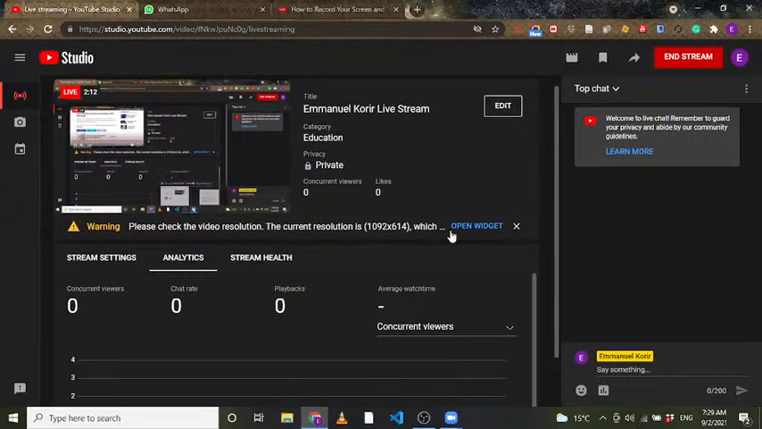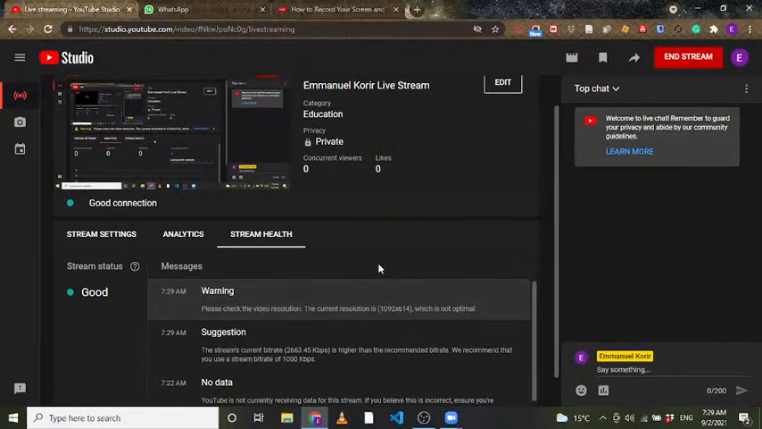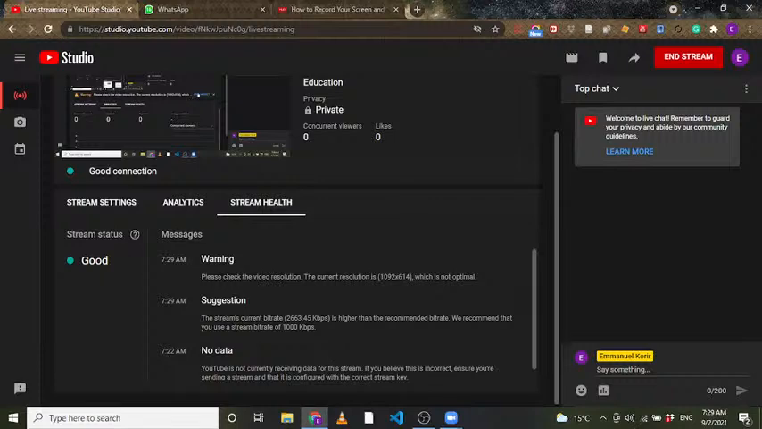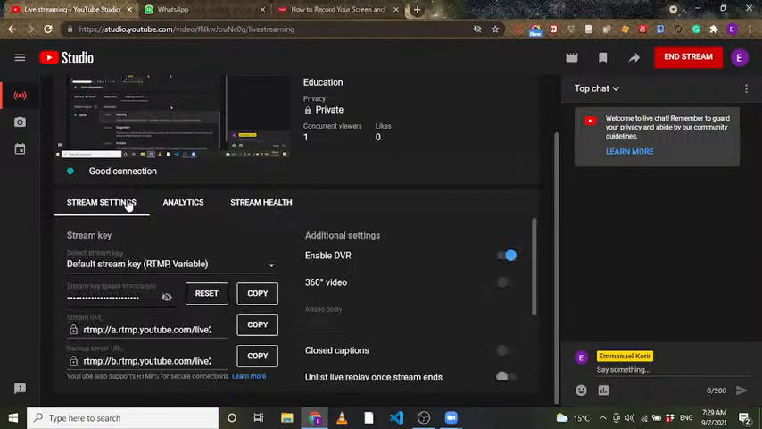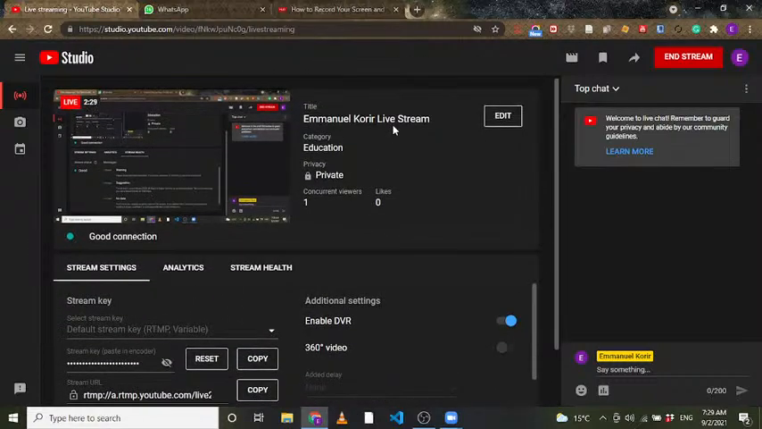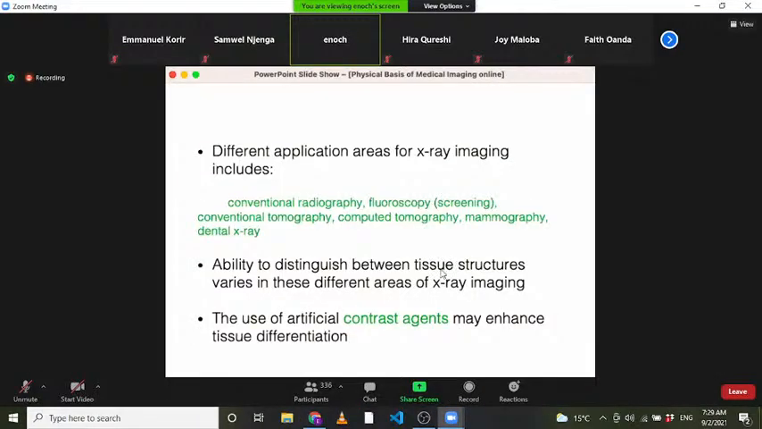So other than that, that is on the basis of the physical structures. We may also use artificial contrast to enhance the tissue differentiation, to help bring out the difference between the structures containing the contrast media. So we can add contrast media such as barium and iodine contrast.